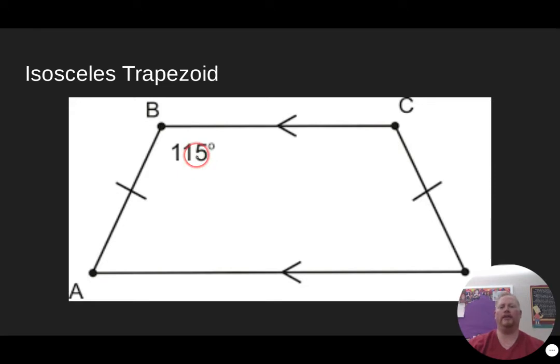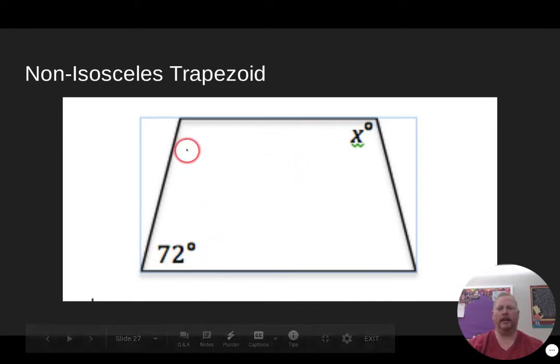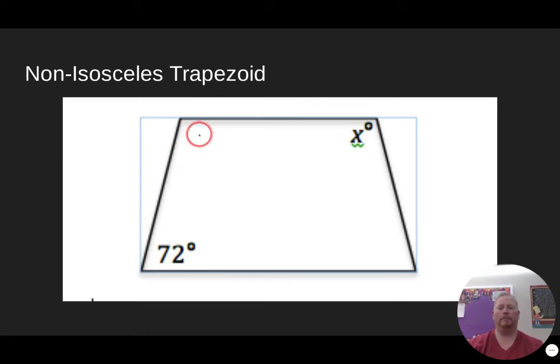So if I know one angle, I know all the angles. So if that angle is 115, then I know that this one over here is 115. And then because I know that these two add up to 180, if that's 115, that's got to be 65. And if this is 65, then the other one's also 65. Now, in this case, this is not an isosceles trapezoid. If I know that this is 72, I know that this angle up here is going to be 108. But that does not translate over to the other side. I have no idea what x is. So 108, that's the only thing I can figure out from here. But I got no clue what x is.